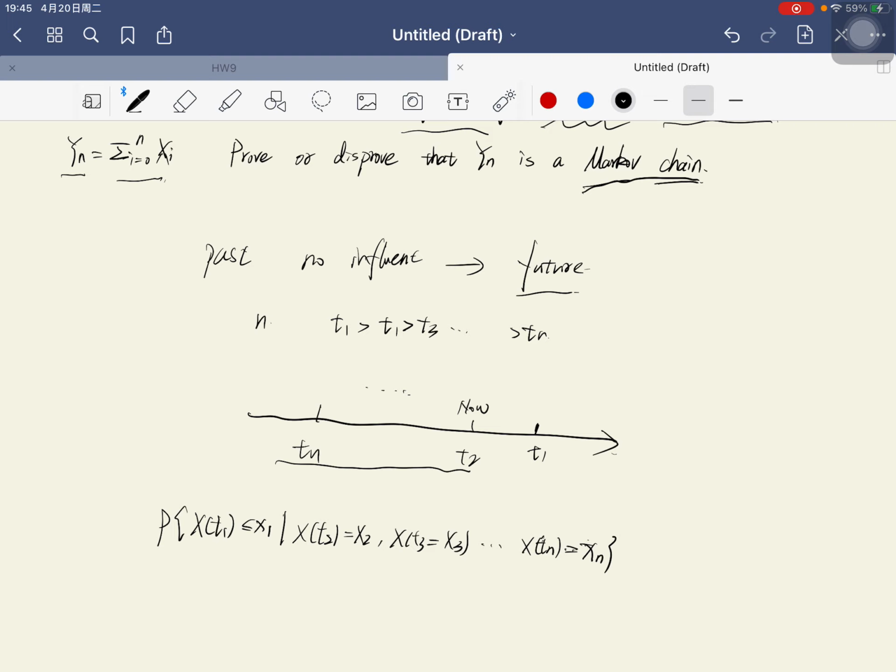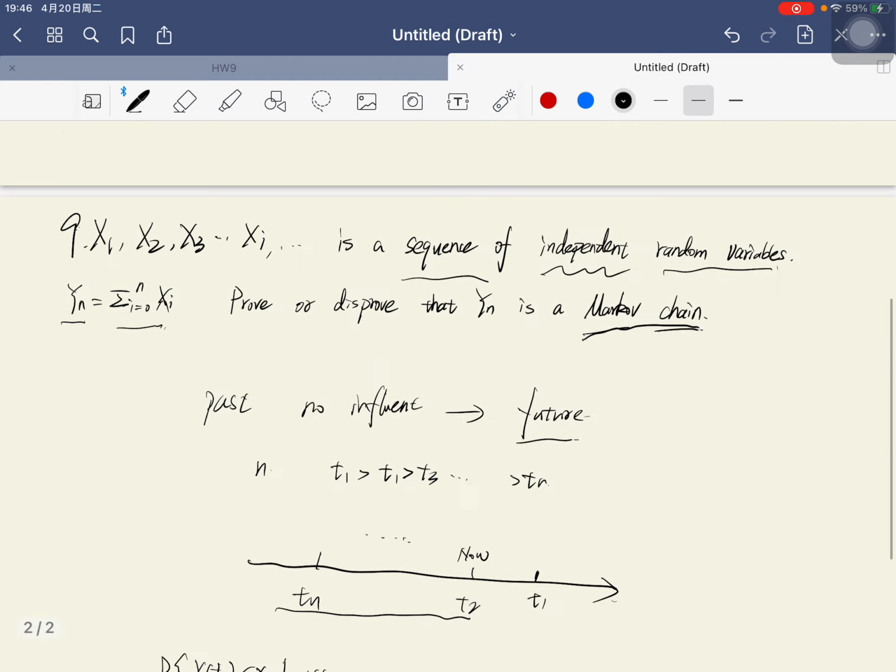the probability of X(t1) in the future is just conditional on the nearest part, which equals the probability of X(t1) smaller than or equal to x1 in the condition of X(t2) equals x2.